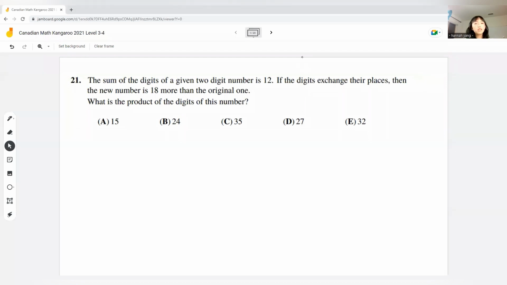Problem 21. The sum of the digits of a given two-digit number is 12. If the digits exchange their places, then the new number is 18 more than the original one. What is the product of the digits of this number?